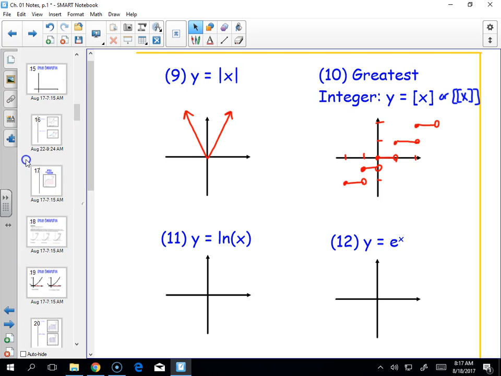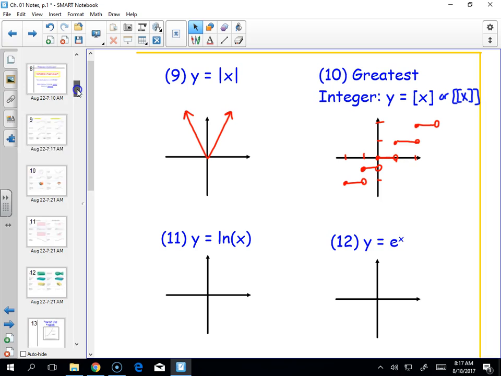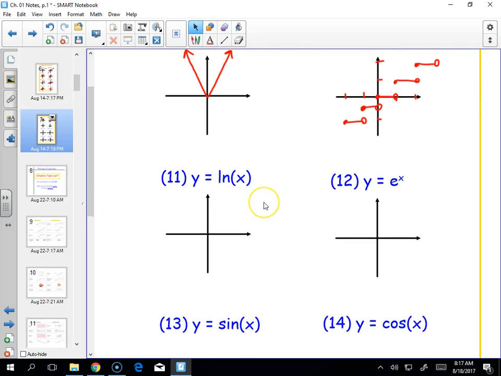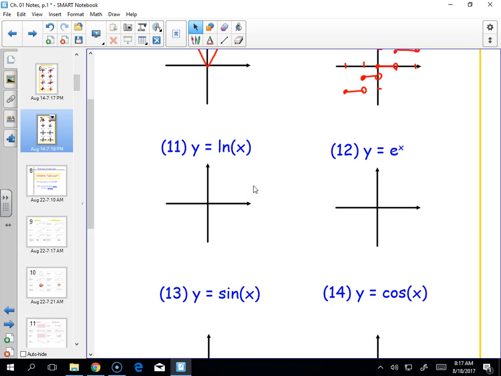Snazzy. ln, who is really just a fancy log. It's a logarithm with a base of e, right? So natural log, logarithm with a base of e. But all parent functions of logarithms, no transformations yet, have a vertical asymptote at 0. They hit at the point (1, 0).